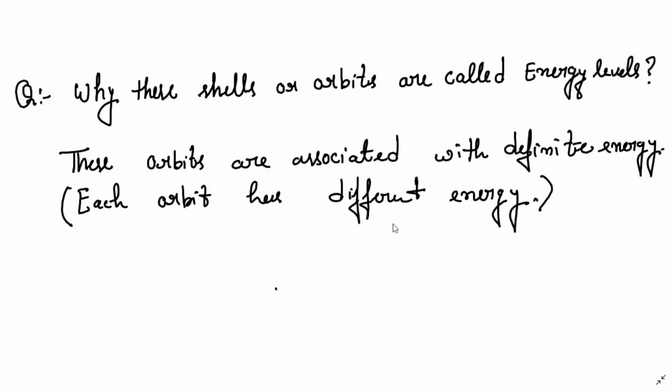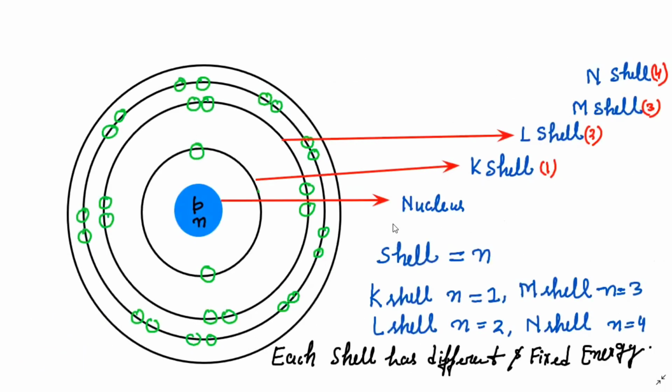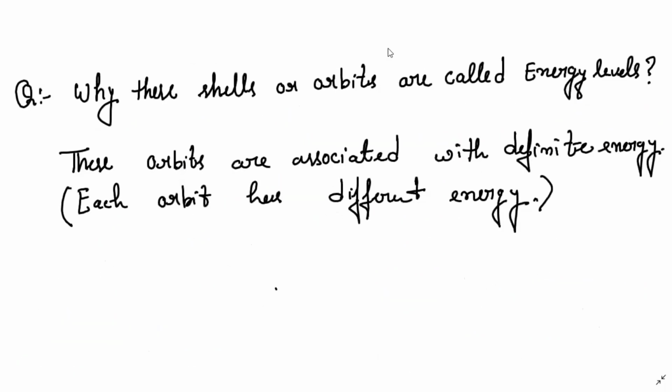So why are these shells or orbits called energy levels? The shell close to the nucleus has less energy, and the shell far from the nucleus has more energy. Each shell has different energy. The first shell has the least energy and the last shell has the most. The second shell will have a little more energy, the third shell a little more, and the last shell a little more. These are the levels of energy, and that's why these shells or orbits are called energy levels.